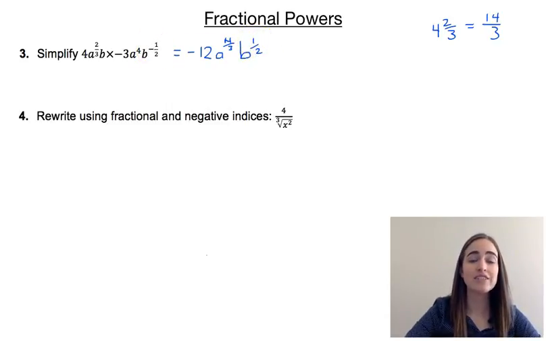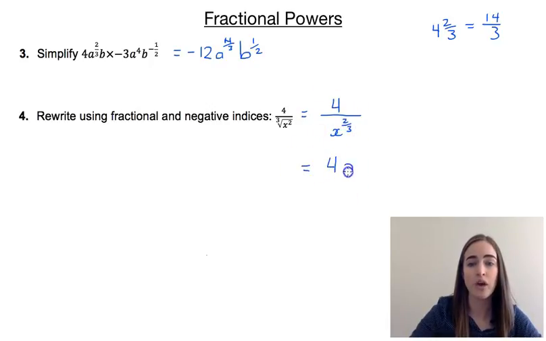Our last example asks us to rewrite this expression using fractional and negative indices. So we've got 4 over the cube root of x squared. If we rewrite that first to have a fractional power, we would have x to the power of 2 over 3, and then rewriting that to have a negative power would be 4x to the power of minus 2 over 3.